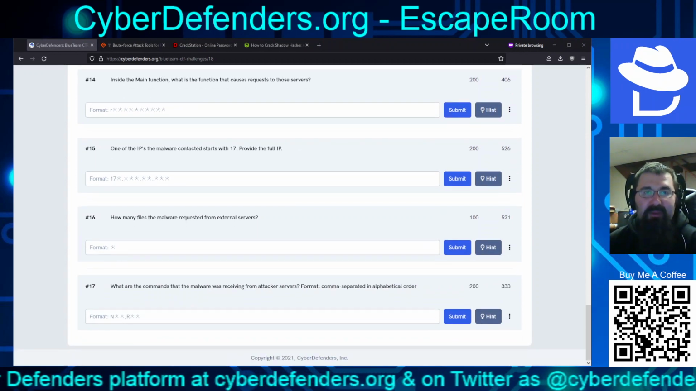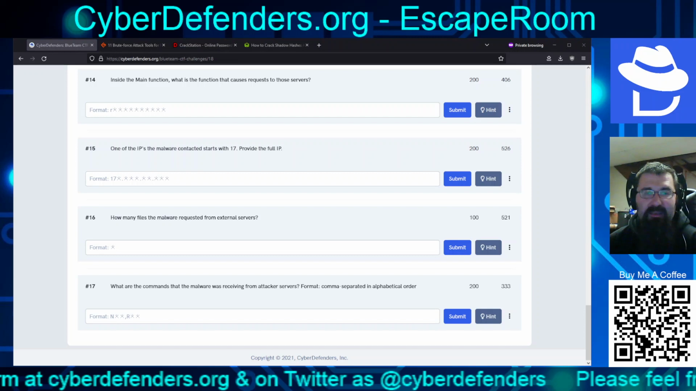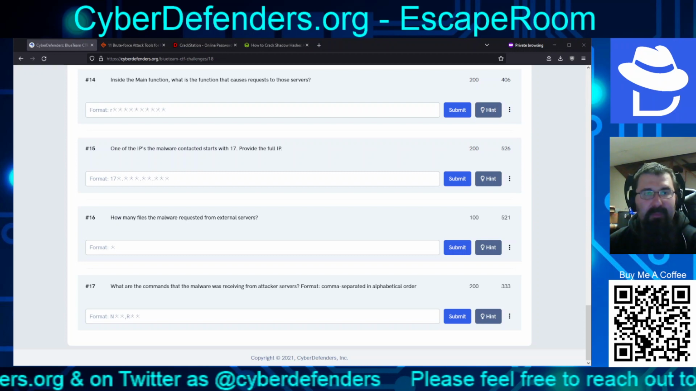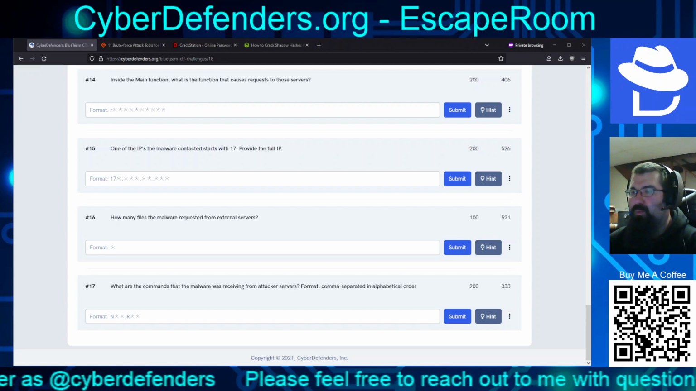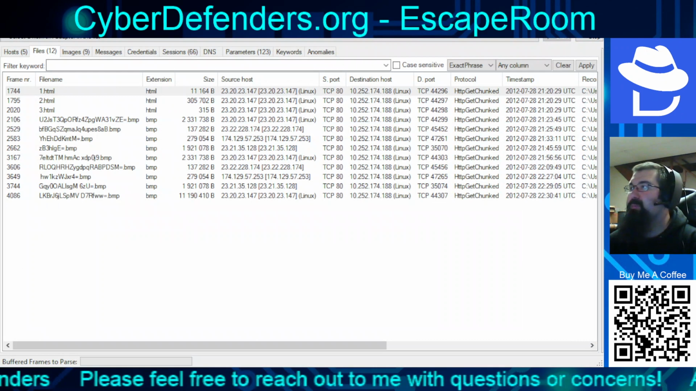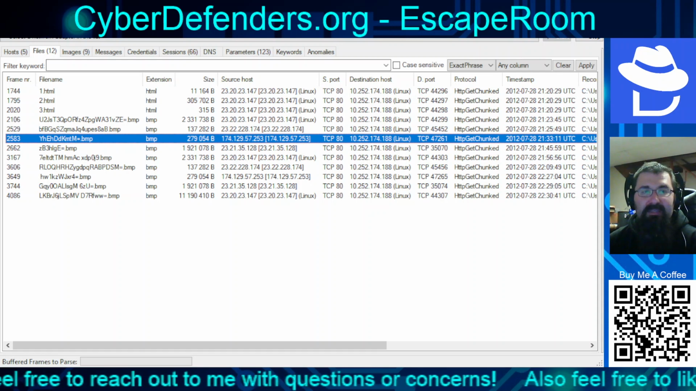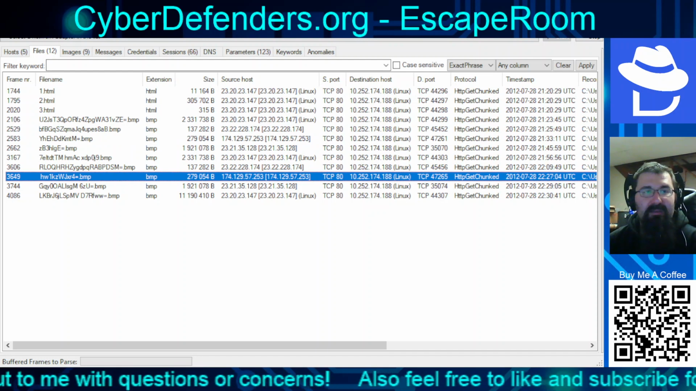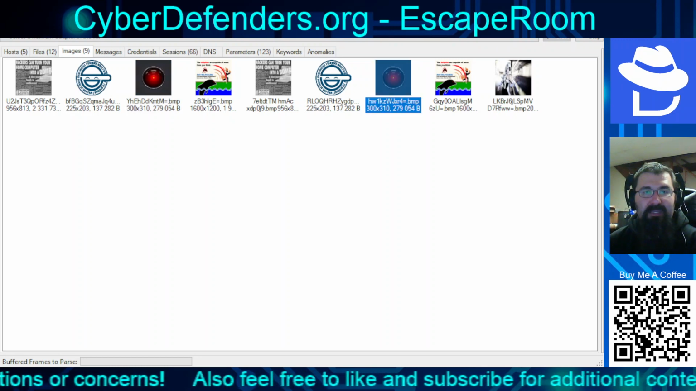What are the IPs the malware connected? Contacted starts with 17. What is the full IP? Oh. Oh. So back to NetworkMiner. And so we're taking a look at the source, and look, that looks a lot like 17. It's pulling down these images, which, yes, it looks like it's the hell images.